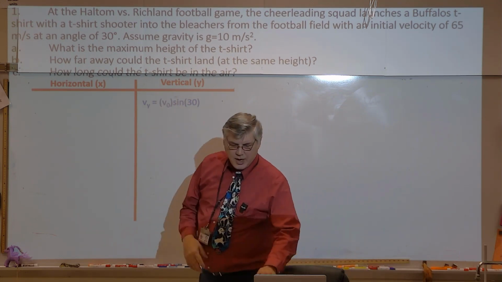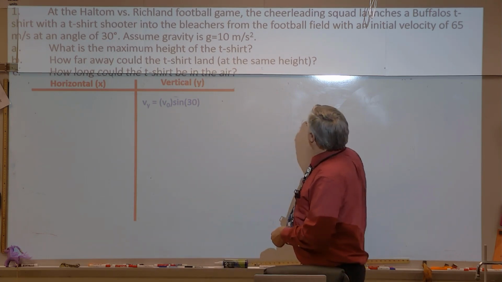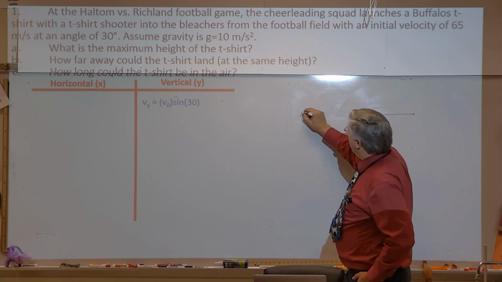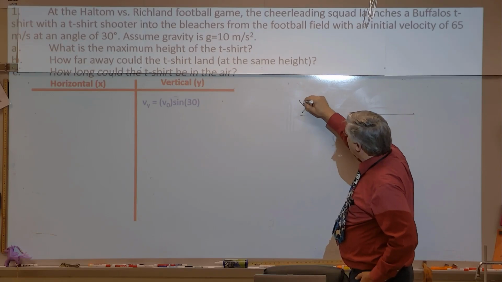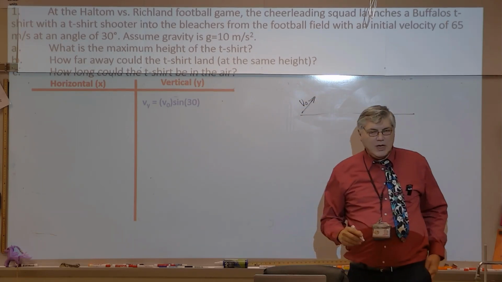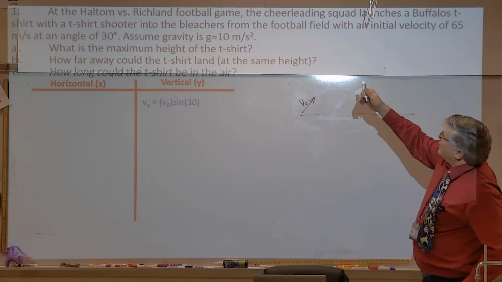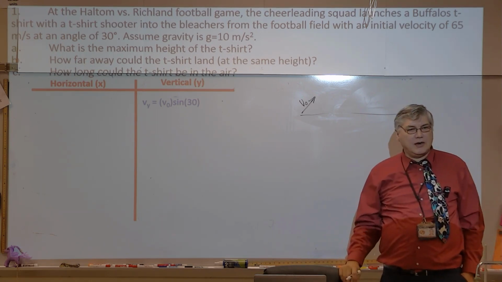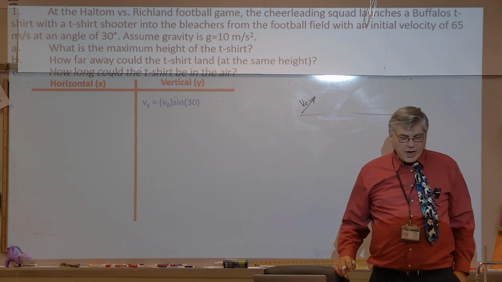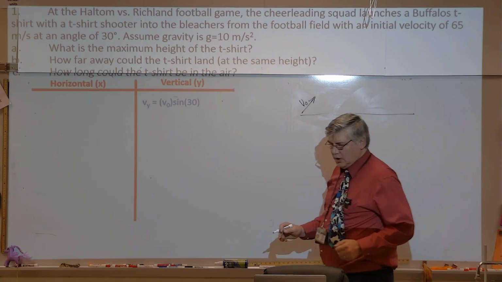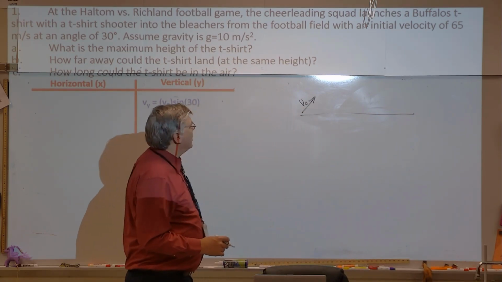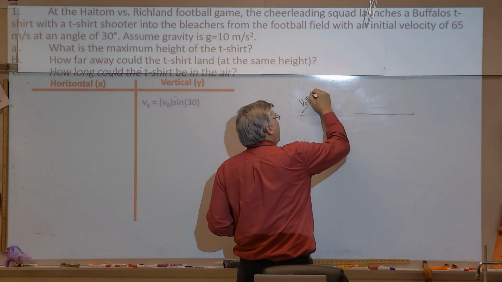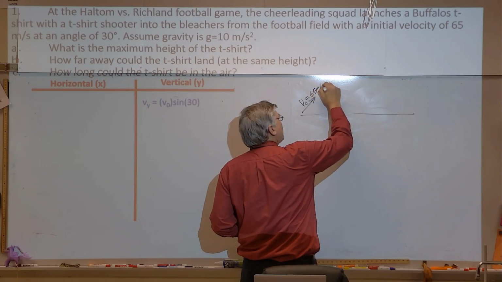Let's look at a diagram of what's going on here. Here we've got the ground, and here we have our initial velocity, which is v0, and it gives that to us up there. It says initial velocity of 65 meters per second. Now that's frightful, that's really high. It's more like an arrow shot out of a bow than a t-shirt launcher, but let's just pretend that that's a reasonable number. So v0 is 65 meters per second.